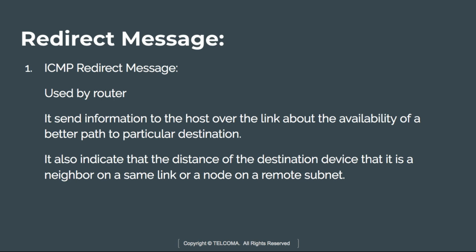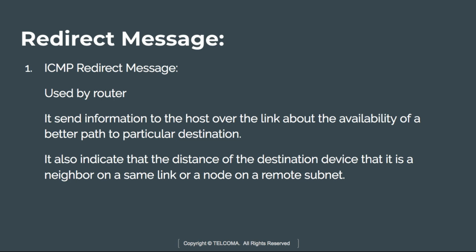First of all, what is the ICMP redirect message? This redirect message is used by the router, and it sends information to the device over the link about the availability of a better path to a particular destination. It means it sends the information that this is a better path to send the message compared to the other. It will compare the different paths and select the better path to go to the destination.